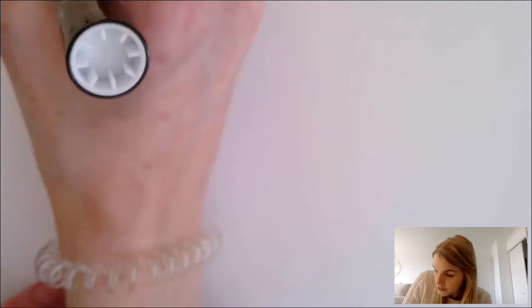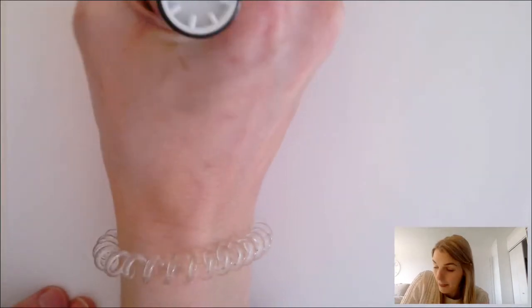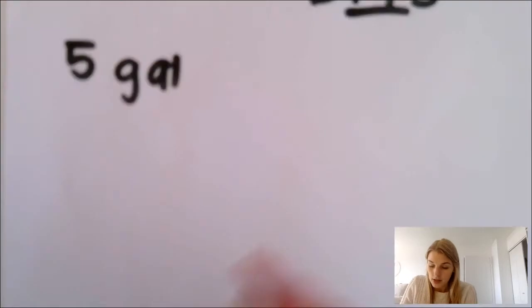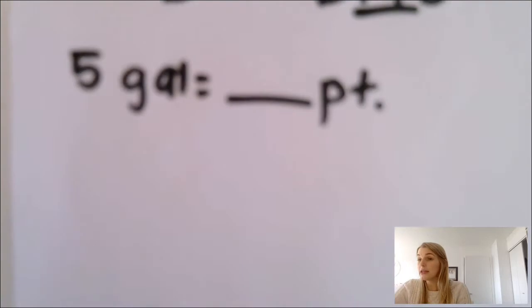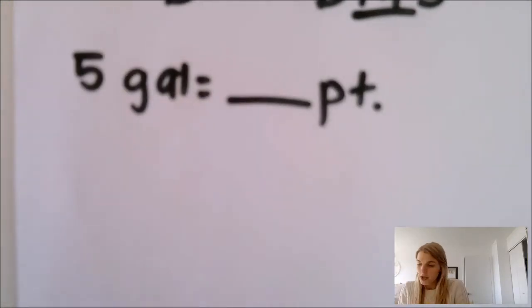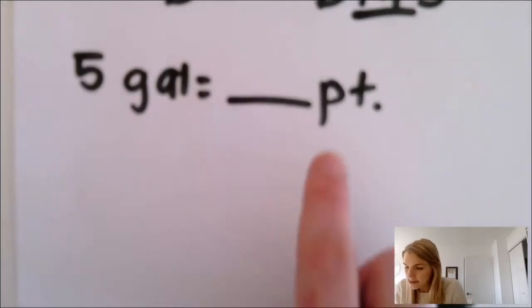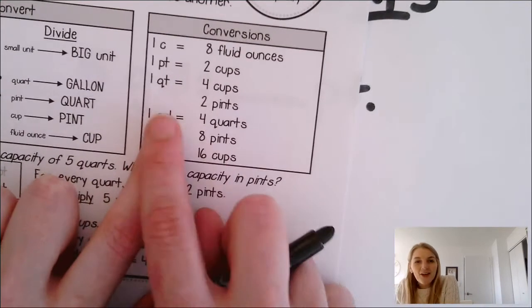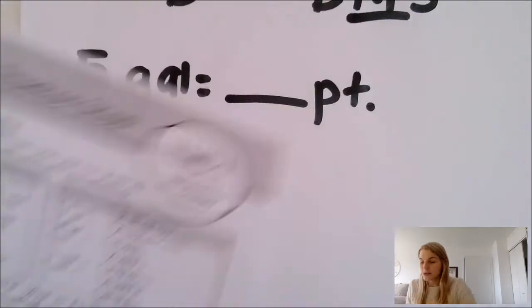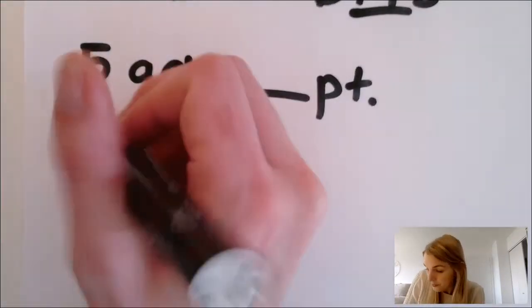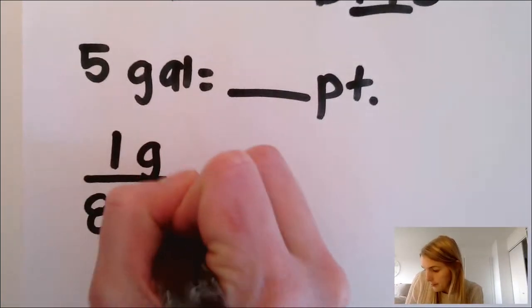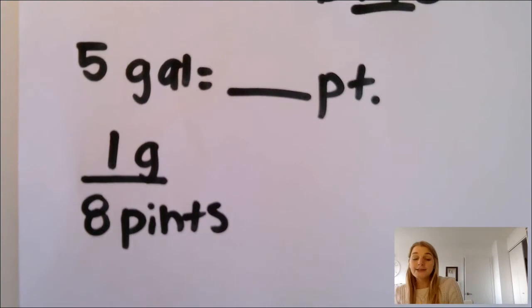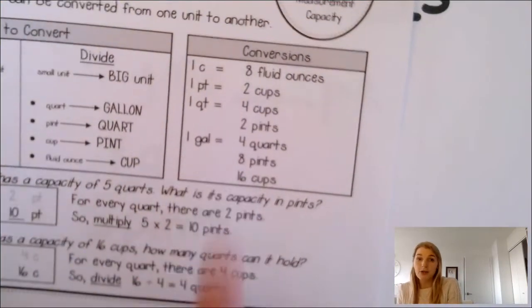Say we have a problem that says we are going from 5 gallons to blank pints. Okay, so remember, what we need to do is first learn our conversion. So I'm going to look for the one that has gallons and pints. So let's see. Here's a gallon and here's a pint right here. 1 gallon is equal to 8 pints. So I'm going to write that in a proportion. 1 gallon is equal to 8 pints. And remember, all I did was look over here to get that measurement.